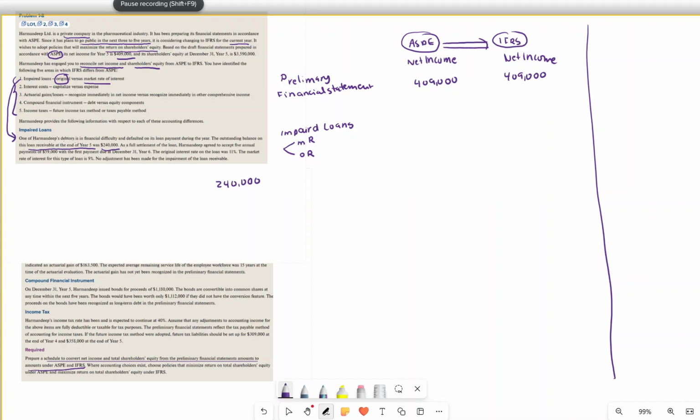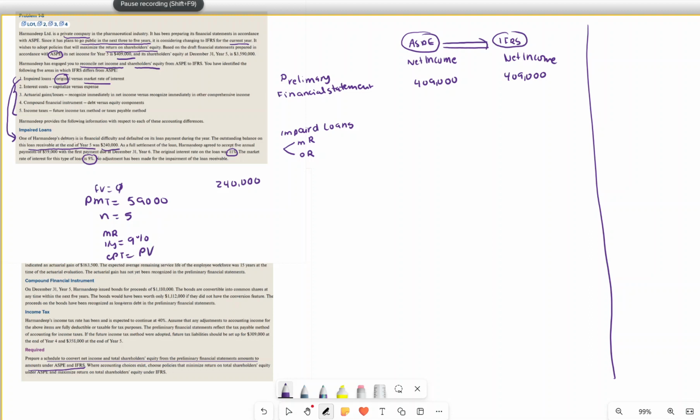What we need to know is the present value of that loan. They said Harmandeep agreed to accept 5 annual payments of 59,000. So the payment is 59,000, and N is 5 because there are 5 equal payments. The original interest rate is 11% and the market rate is 9%. When we think of ASPE, we're thinking of the market rate, or I/Y, which is 9%. We have a future value of 0.